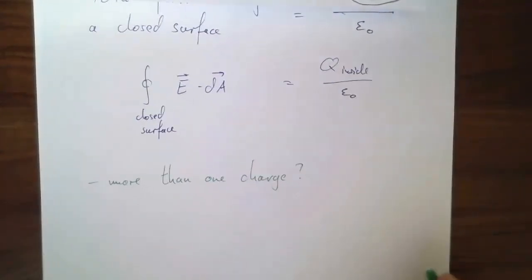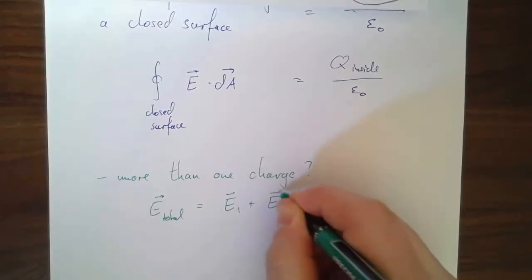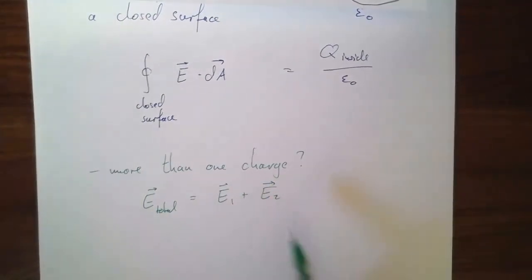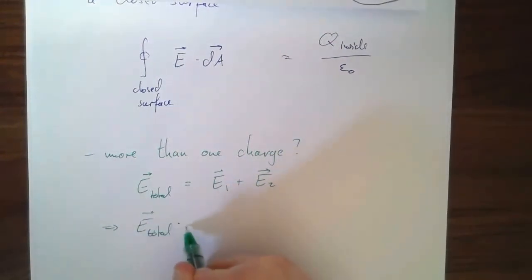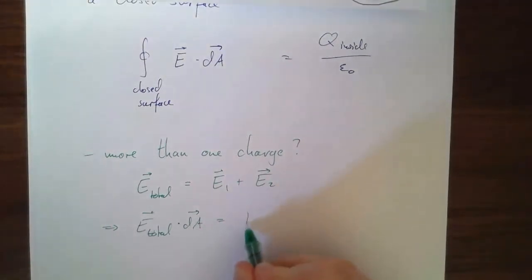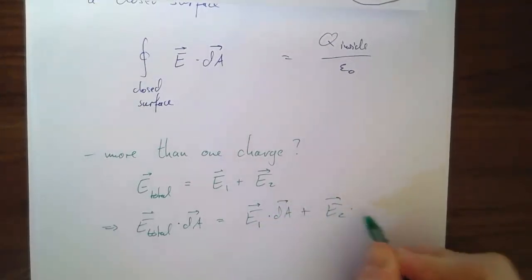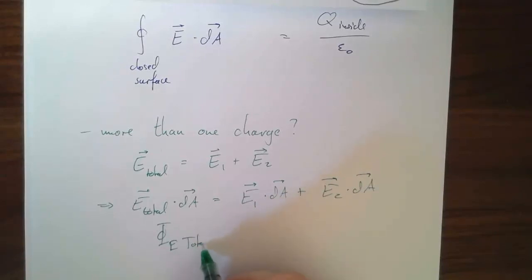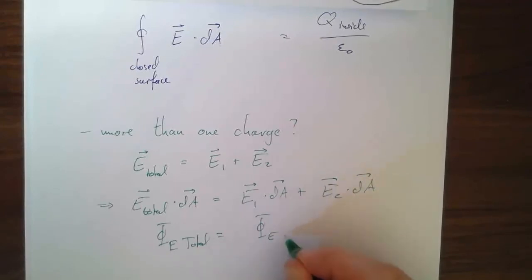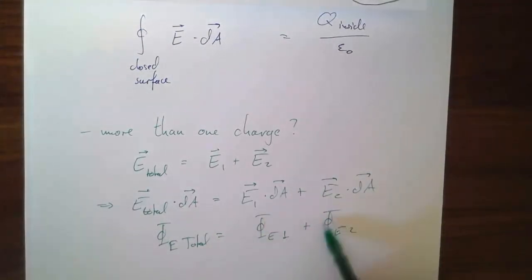More than one charge, right? E total is the electric field due to each charge, say if there are two, the contribution to the electric field due to each charge, and that implies that E total dot dA, the flux through a tiny little bit, is E1 dot dA plus E2 dot dA, and so the total electric flux is just the electric flux due to the first one plus the electric flux due to the second one, as if the second one wasn't there, as if the first one wasn't there.